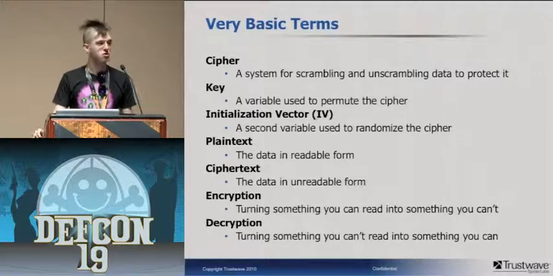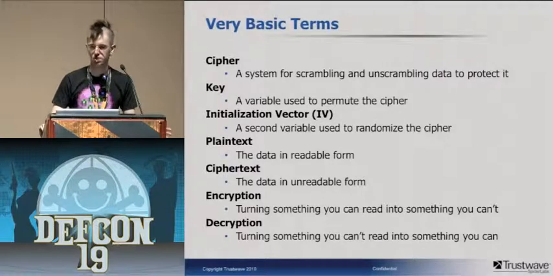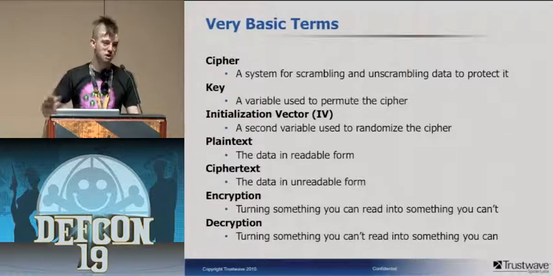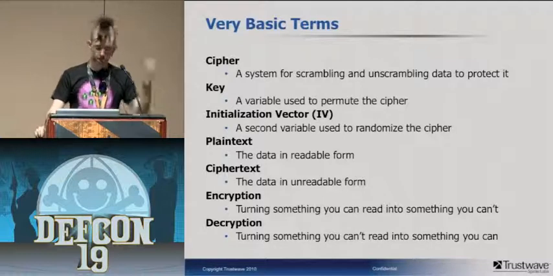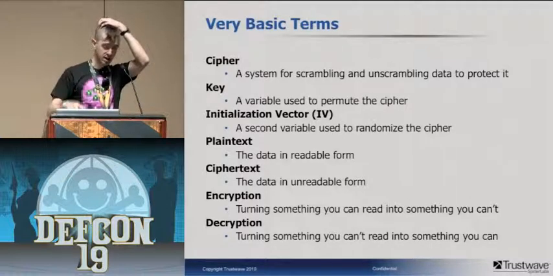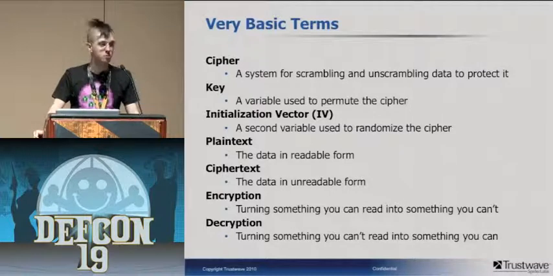The initialization vector is used in a similar way, but it's not always necessarily private. The idea of the initialization vector is almost as a second key, which doesn't necessarily need to be private, although in a lot of cases it should be. The point of the initialization vector is so that when you encrypt the same thing with the same key, you can change up the initialization vector and the ciphertext won't look the same. Now, plaintext and ciphertext are the unencrypted and encrypted versions of the message, the human readable and unreadable. And encryption and decryption are turning plaintext to ciphertext and vice versa.